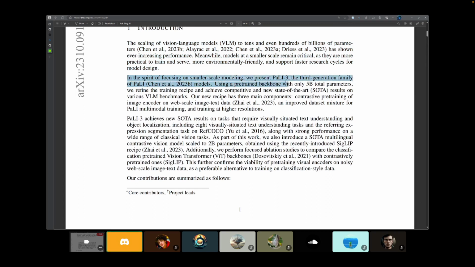Using a pre-trained backbone with only 5 billion total parameters, we refine the training recipe and achieve competitive and new state-of-the-art (SOTA) results on various VLM benchmarks. Our new recipe has 3 main components: contrastive pre-training of the image encoder on web-scale image-text data, an improved dataset mixture for PaLI multimodal training, and training at high resolutions.